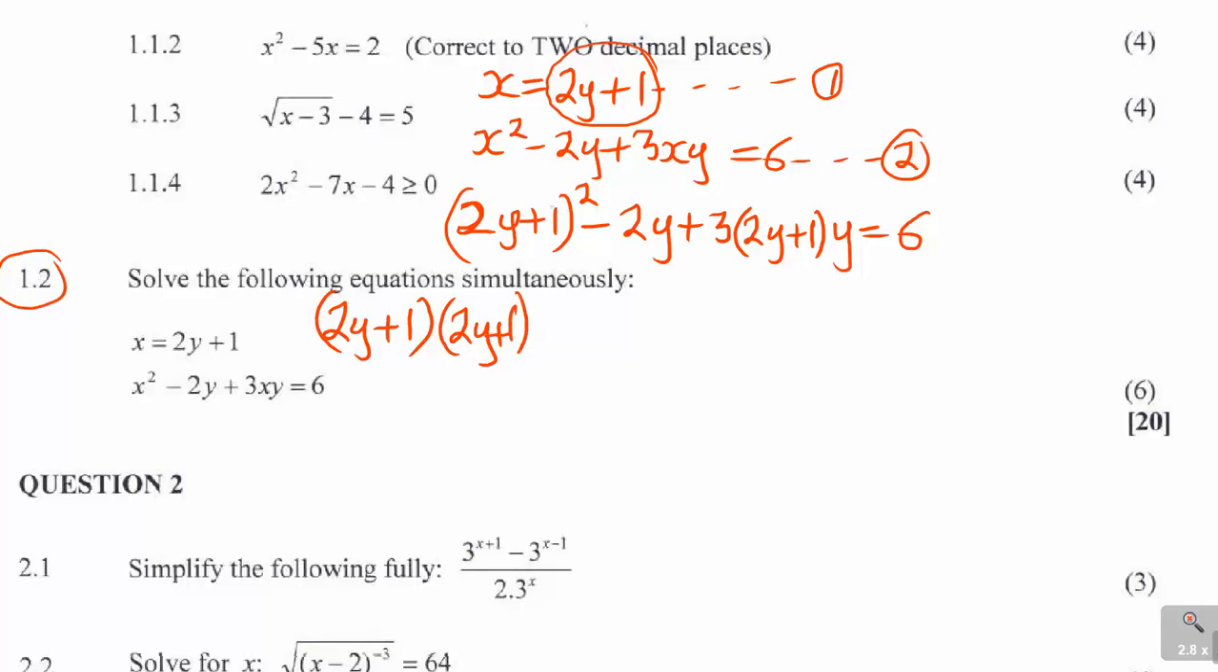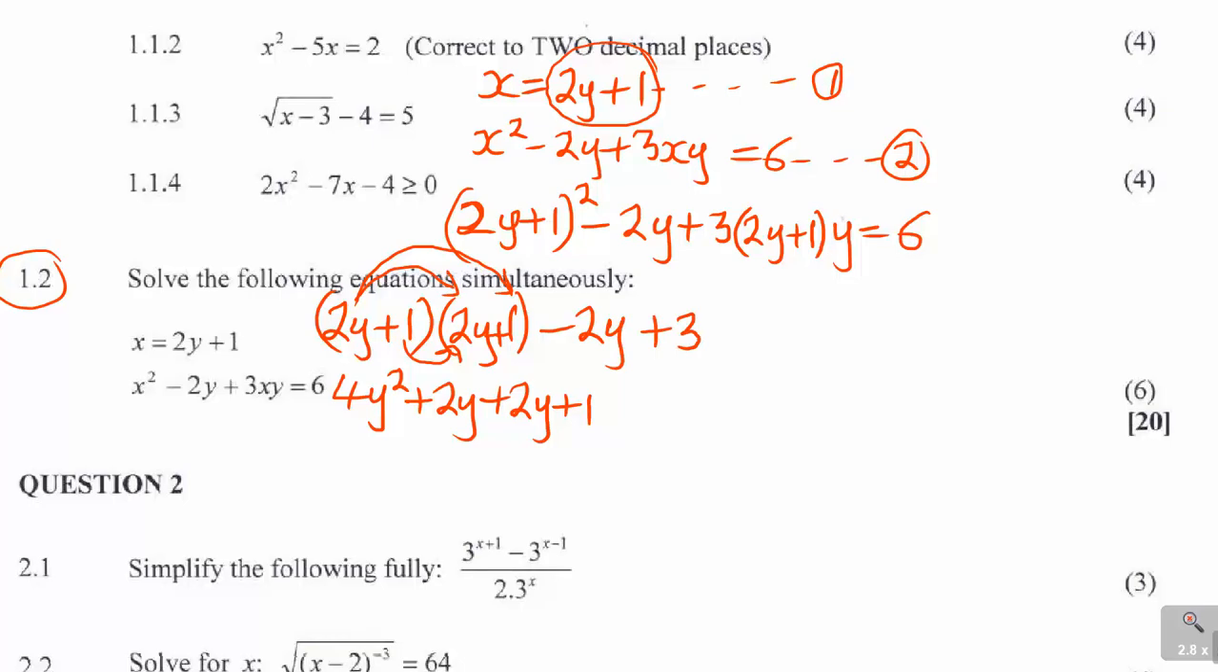Now, students usually say 2y plus 1 squared is 2y squared plus 1 squared. That is wrong because you need to expand this, whereby you are saying 2y times 2y, it's 4y squared, because 2 times 2 is 4, y times y is y squared. 2y times 1 is plus 2y. Then the other one, 1 times 2y, is plus 2y. So you are doing the normal expansion. 1 times 1 is plus 1. Don't forget that. Then minus 2y, now plus 3.